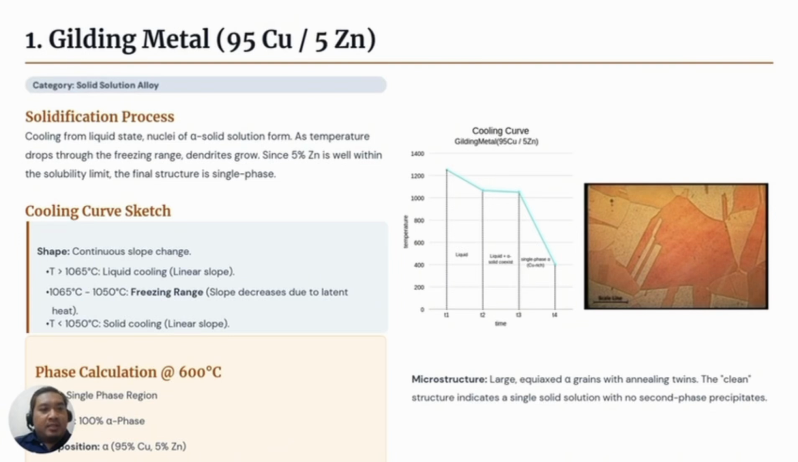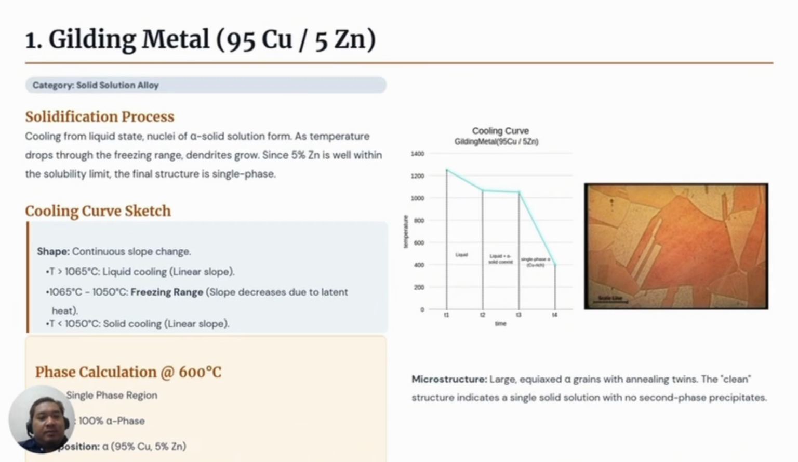My slide is about gilding metal, which contains 95% copper and 5% zinc. Gilding metal is a high copper alloy consisting of 95% copper and 5% zinc. Because the zinc content is quite low, it stays well within the solubility limit of copper.